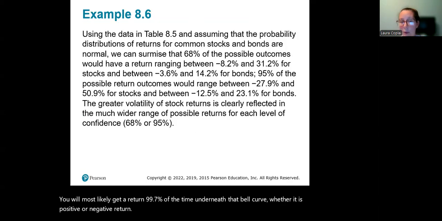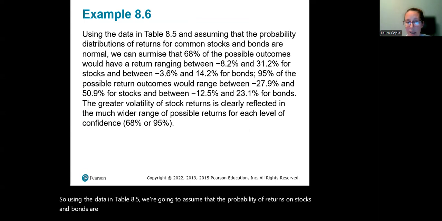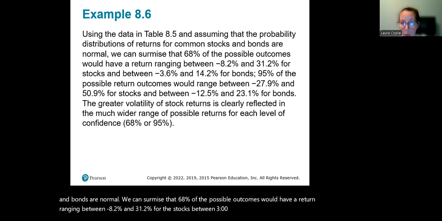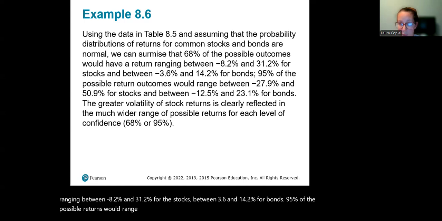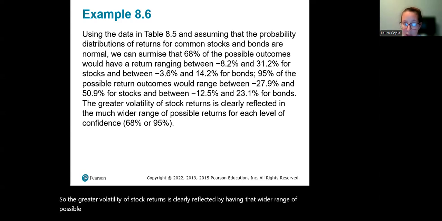So using the data in table 8.5, we're going to assume that the probability of returns on stocks and bonds are normal. We can surmise that 68% of the possible outcomes would have a return ranging between negative 8.2% and 31.2% for stocks, and between 3.6 and 14.2% for bonds. 95% of the possible returns would range between negative 27.9 and 50.9 for stocks, and for bonds, it's negative 12.5 to 23.1%. So the greater volatility of stock returns is clearly reflected by having that wider range of possible returns for each level of confidence, whether it's at 68% or 95%.